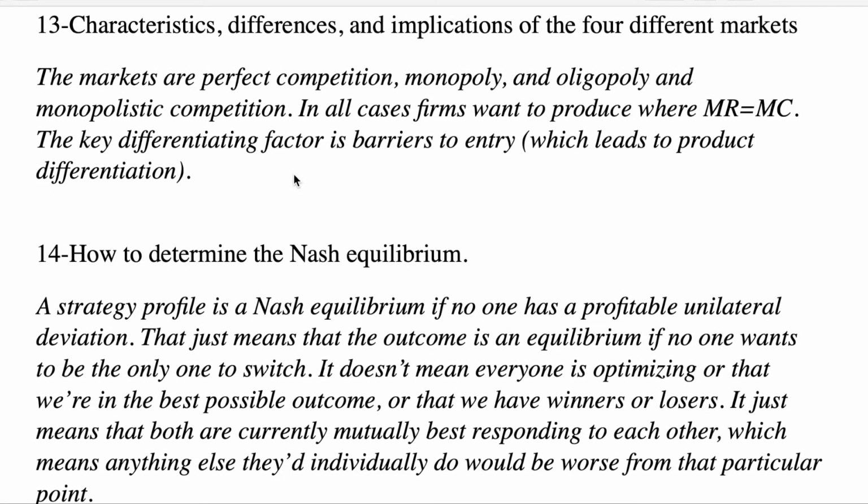Thinking about the implications of our 4 different market structures, we have perfect competition, monopoly, oligopoly, and monopolistic competition. Basically, the key differentiating factors are things like barriers to entry. With perfect competition, we have many buyers, many sellers, products are identical, there's full information, and there's no barriers to entry. In monopoly, there's extreme barriers to entry, and monopolists are able to extract profits on the basis of the fact that they don't have to worry about competitors at that present time.